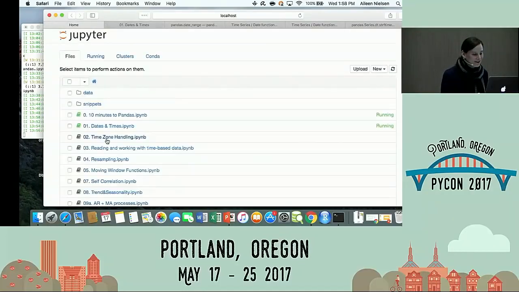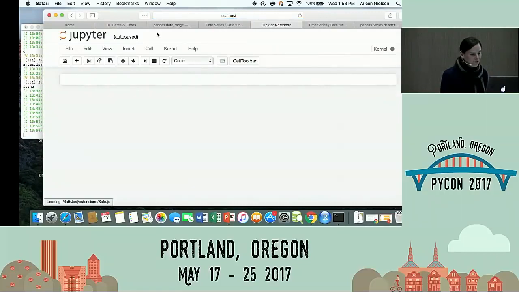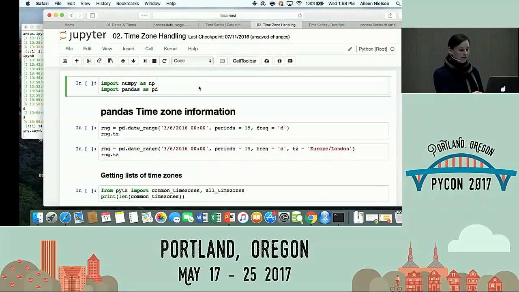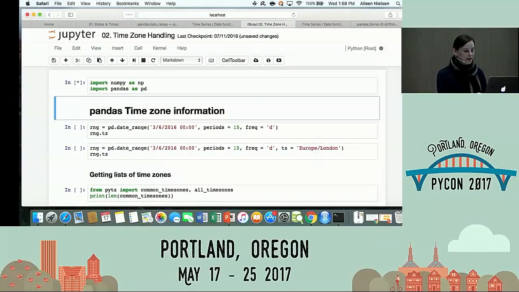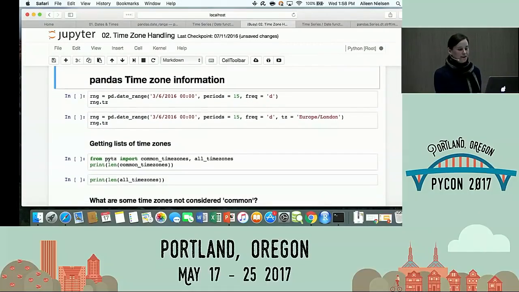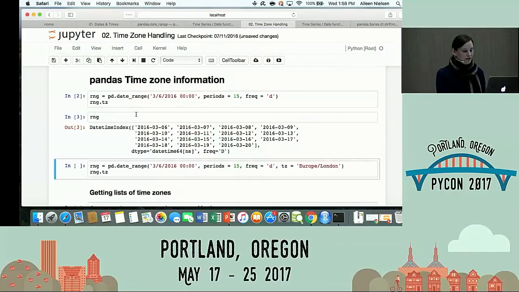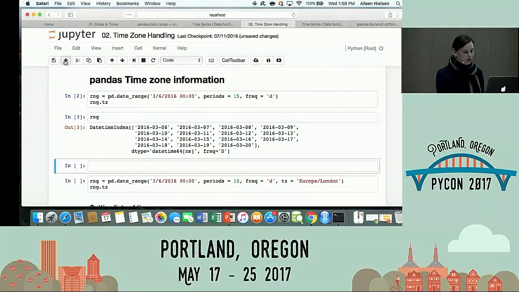Okay. Let's also talk about the usual pain in the butt of time zone handling. Something Pandas has really just done a wonderful job of making a non-issue versus the nightmare it might be if you don't use Pandas. Okay, so first we'll generate a date range. So we're just going to have March 6, 2016. I want 15 periods. I want a daily frequency. If I look at my range, I've got my range.